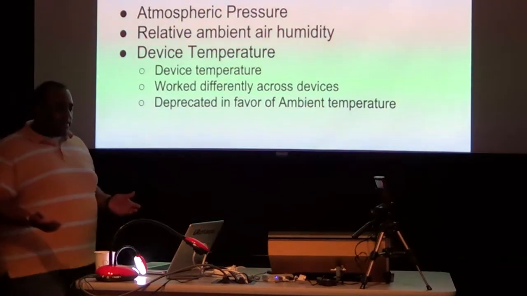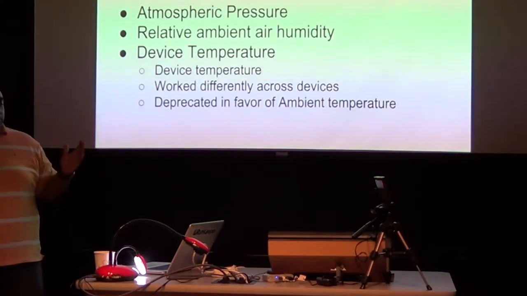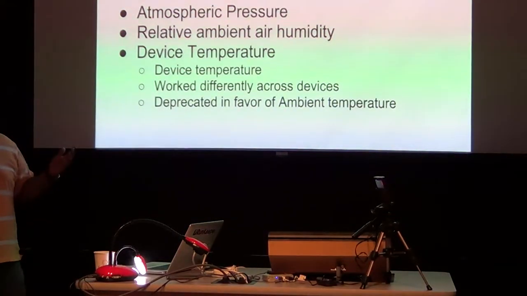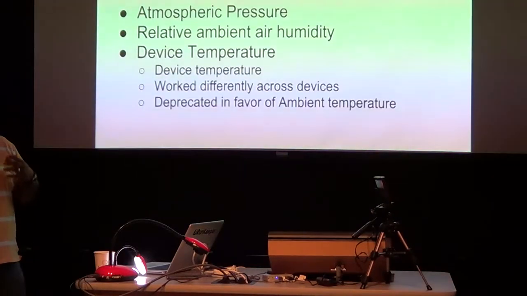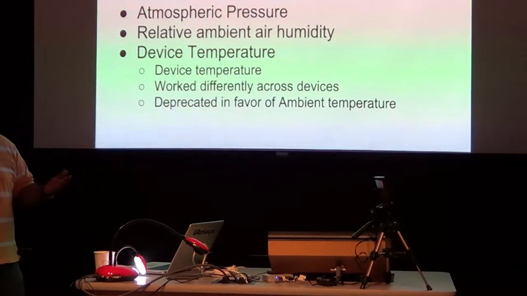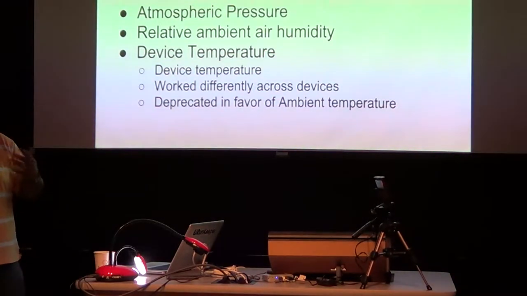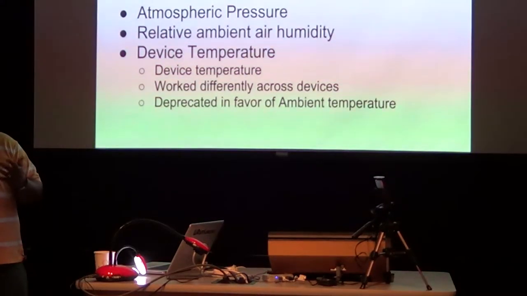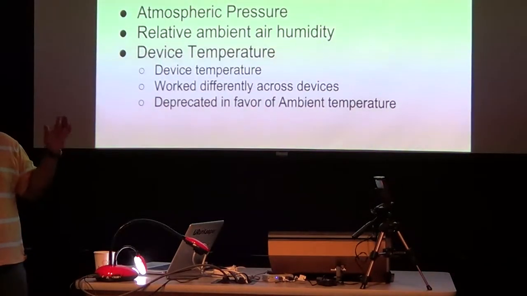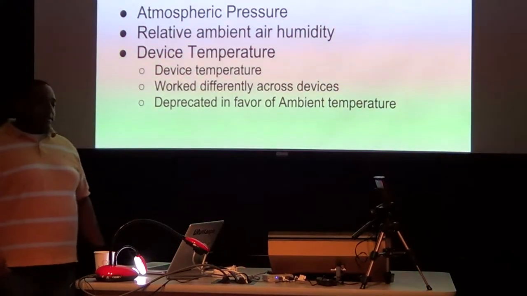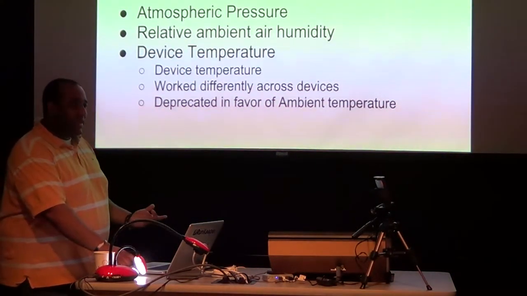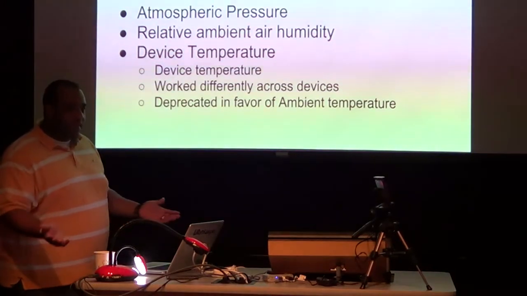Some of the environmental sensors that we tend to use are the ambient temperature, which gives you room temperature, ambient light, which measures illumination, atmospheric pressure, which is one of the newer ones, air humidity, and device temperature. The device temperature I list there just to be thorough. It's actually not really used because it measured hardware temperature, so it would be in different spots in different phones, and really it's useless. So the Android developers have actually deprecated it in favor of ambient temperature. It'd be nice for something like a CPU type of thing if it was consistent across devices.